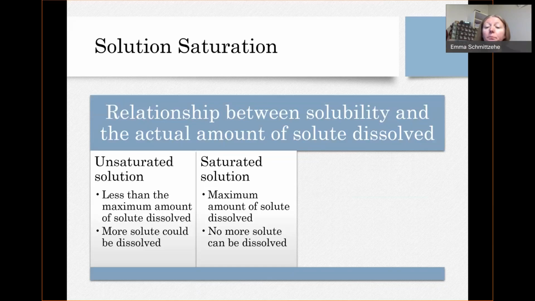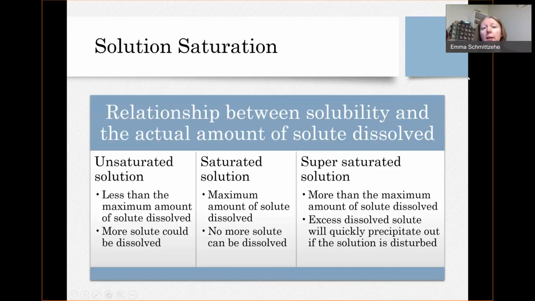Now, you can also have a supersaturated solution. I think I spelled that as two words, but it's usually one. That's okay. A supersaturated solution has more than the maximum amount of solute dissolved. This is an unusual scenario. This isn't something that you can create easily. You can't just put more solute in and magically get it to dissolve past the solubility. You actually have to do it by manipulating the temperature. So you increase the temperature, get more stuff to dissolve, then you carefully cool it down, and then you have a supersaturated solution.